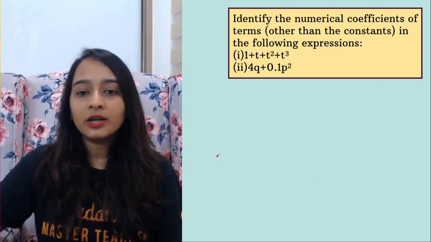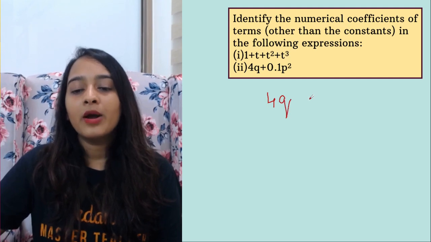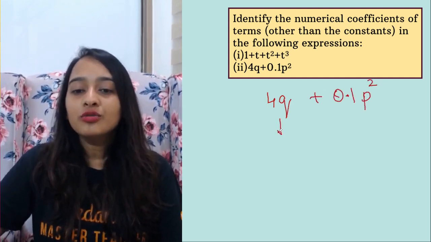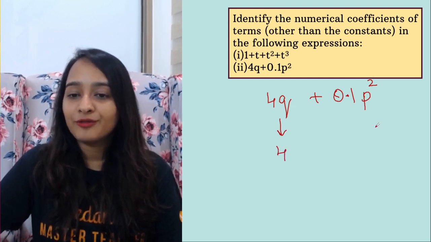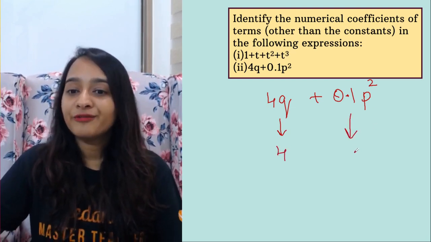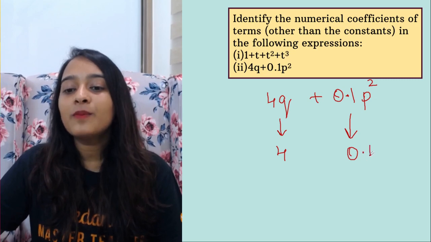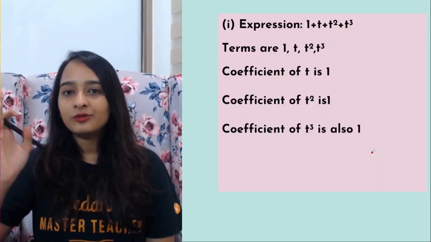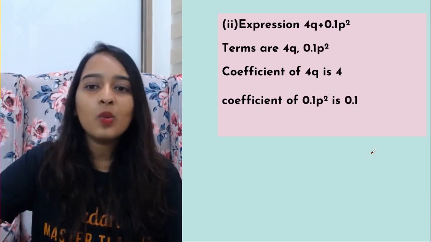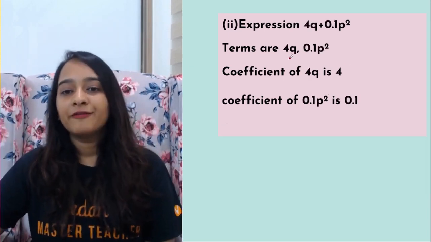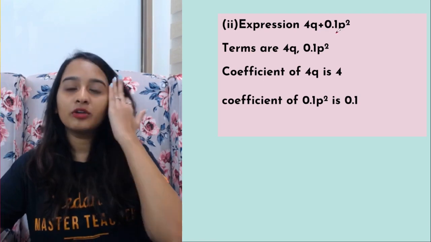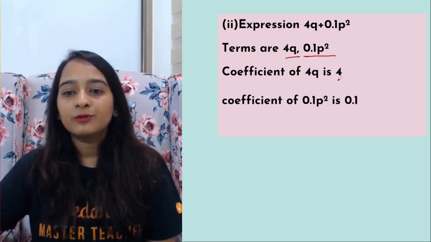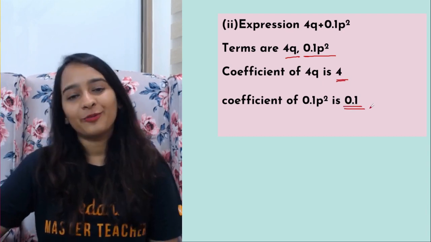What about the second one? You have 4q plus 0.1p square. So the numerical coefficient of q is 4. The numerical coefficient of p square here is 0.1. Okay? So for 1 plus t square plus t cube, the coefficient is just 1. And for 4q plus 0.1 p square, the terms are 4q and 0.1 p square. So this would be 4, this would be 0.1.